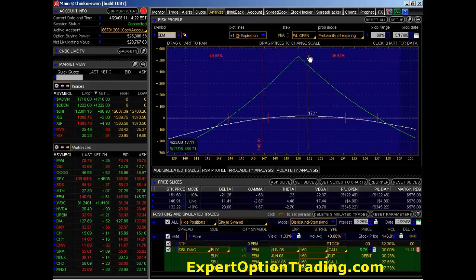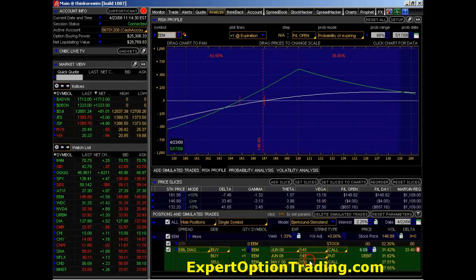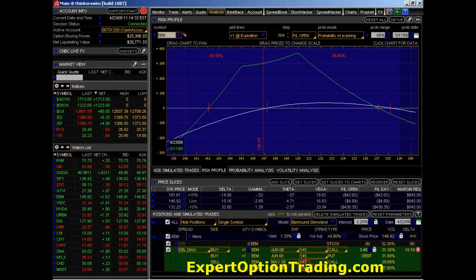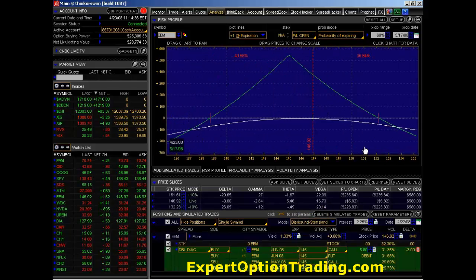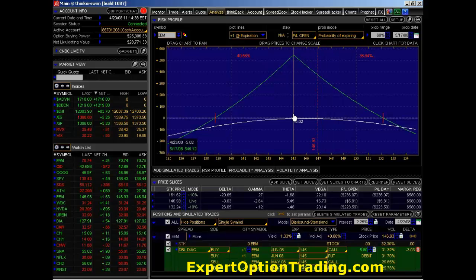So we can take a look at the 145s and see if we can get closer to the center of this. And we're selling all of the 145s, but we're still a little bit off center, aren't we? And we don't have as much. We don't have a wide profit potential at the top of our graph.